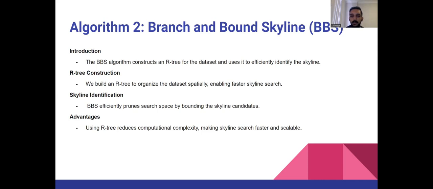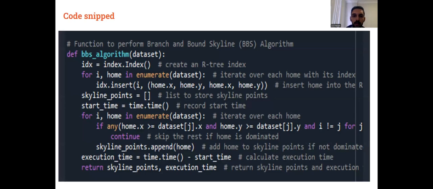This algorithm is more complex than the sequential scan, but the best thing about this algorithm is that it provides significant performance improvements, especially when we would be using larger data sets, which we currently are. Moving towards the code which we use to perform this algorithm, the first step is constructing the R tree, where we have imported the library which organizes the homes based on their spatial properties, cost and size.